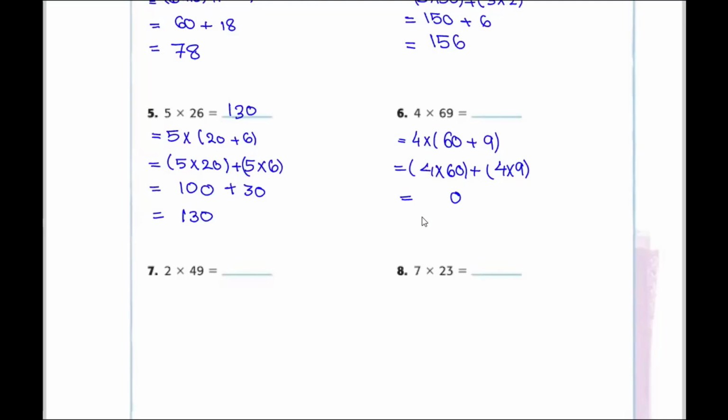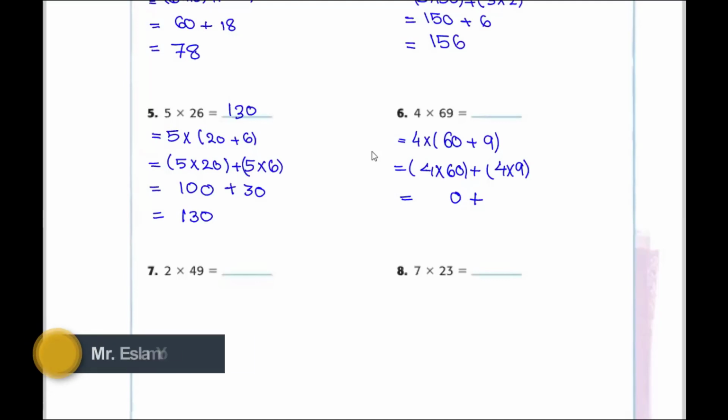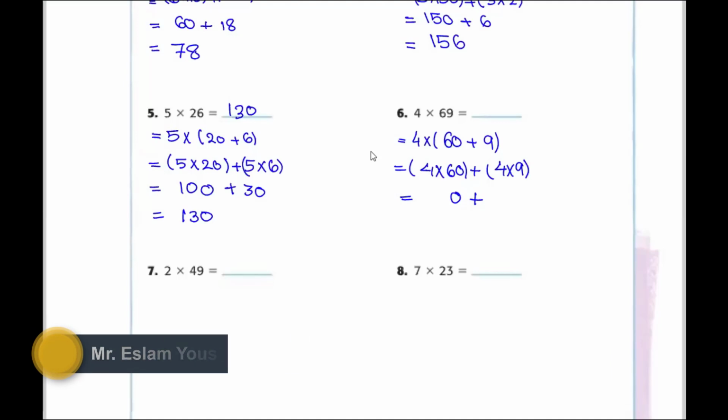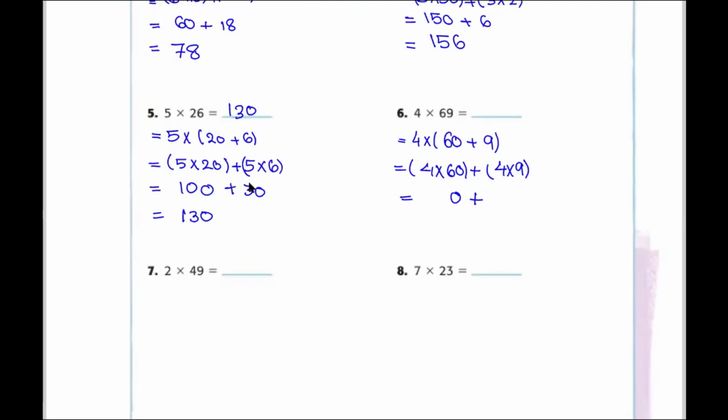4 times 6 equals? What is the answer for 4 times 6? No. Memorizing the timetable is important to solve all of the next questions. It depends on the timetable, multiplying and division. If you don't memorize the timetable, it will be a problem. You will not be able to solve. 24.